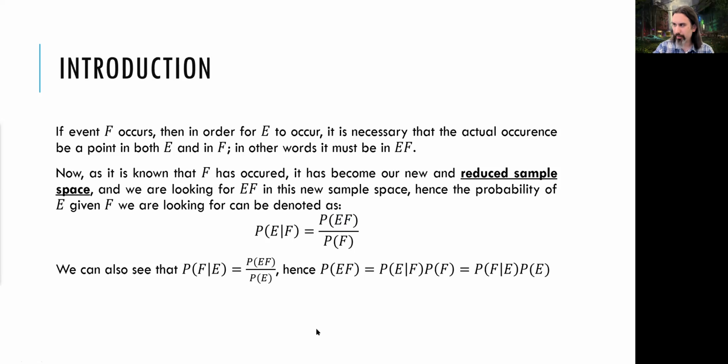So think about it. If we leave EF alone, just leave EF alone, we have to take this probability of F and carry it over to the other side. We can do the same thing here: leave E intersection F alone, and just carry this probability of E to the other side.